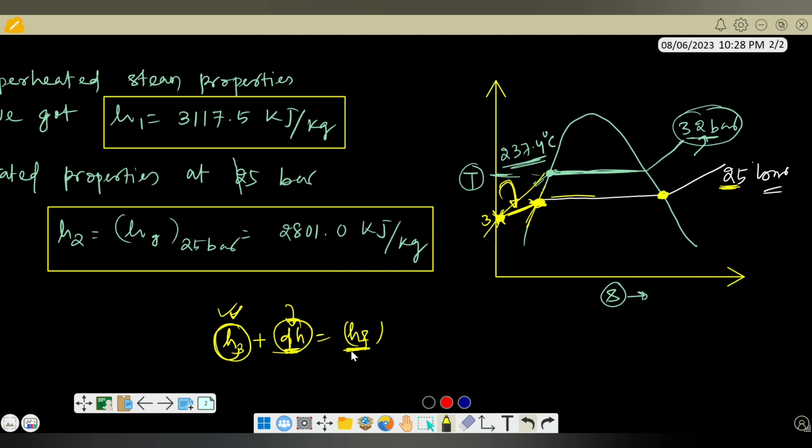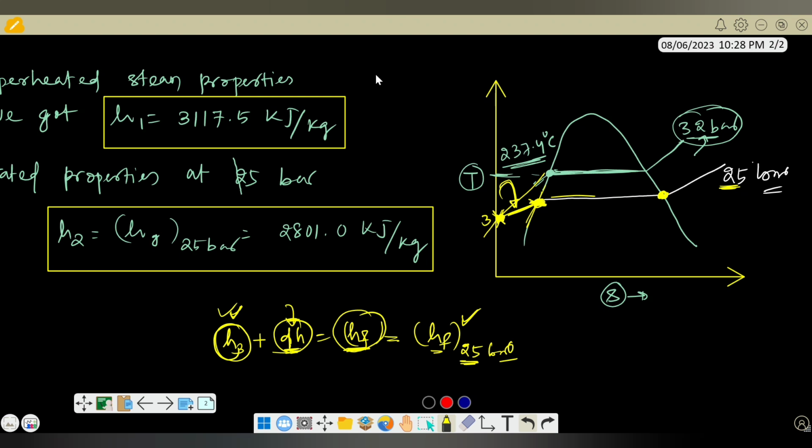So Hf, how can you find that? Hf at 25 bar, how can I find that? Let us go to the steam table again. At 25 bar, the Hf value, so this is the Hf, right?